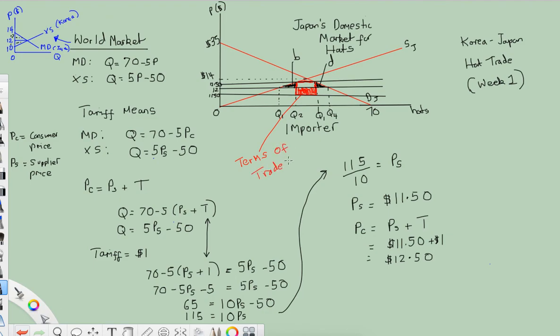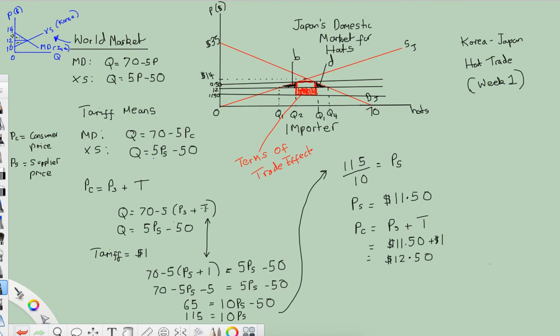All right, so that's not novel because we did talk about that before, but what is new in this video is showing you how to talk about a tariff using the import demand and export supply curve. So it's pretty easy. Just remember that you use PC for the importer because that's the price the consumer is responding to. The supplier is responding to a different price, and the relationship between the consumer's price and the supplier's price is easy to remember. The consumer's price is PS plus T.